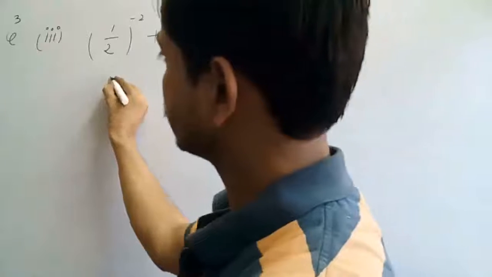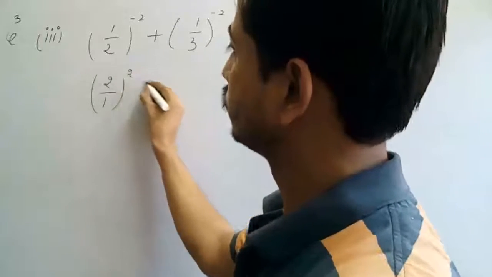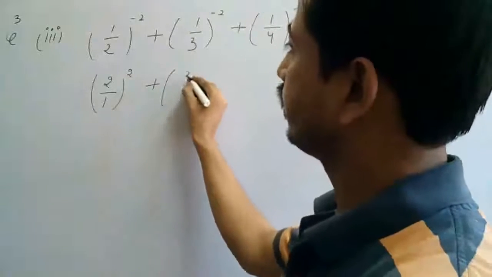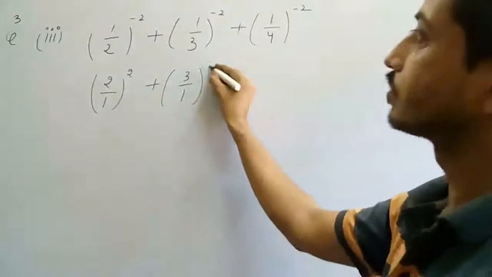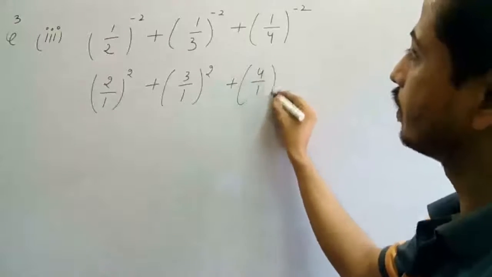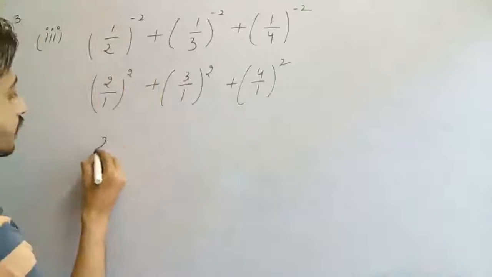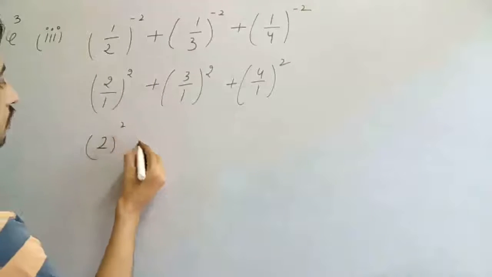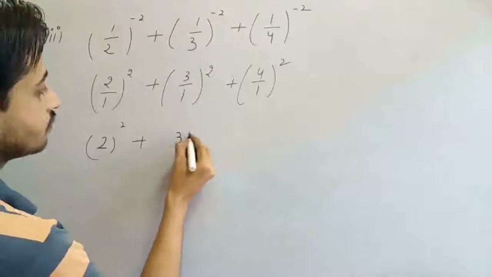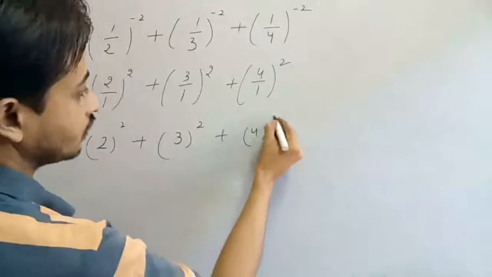So the answer is 2 by 1, the power gets positive 2. Same here, 3 by 1 and the power becomes positive. Same here, it becomes 4 by 1, the power gets positive. Now 2 by 1 can simply be written as 2 raised to the power 2, 3 by 1 simply as 3 raised to the power 2, and the same, 4 raised to the power 2.